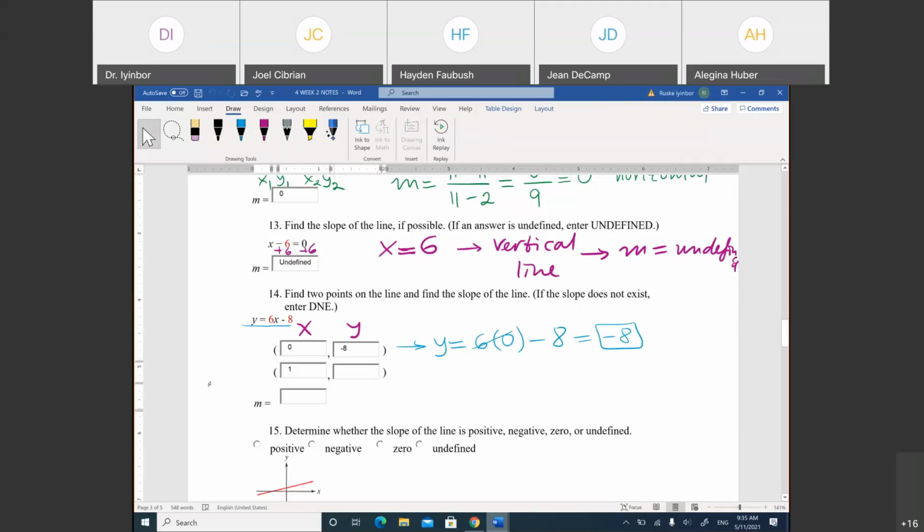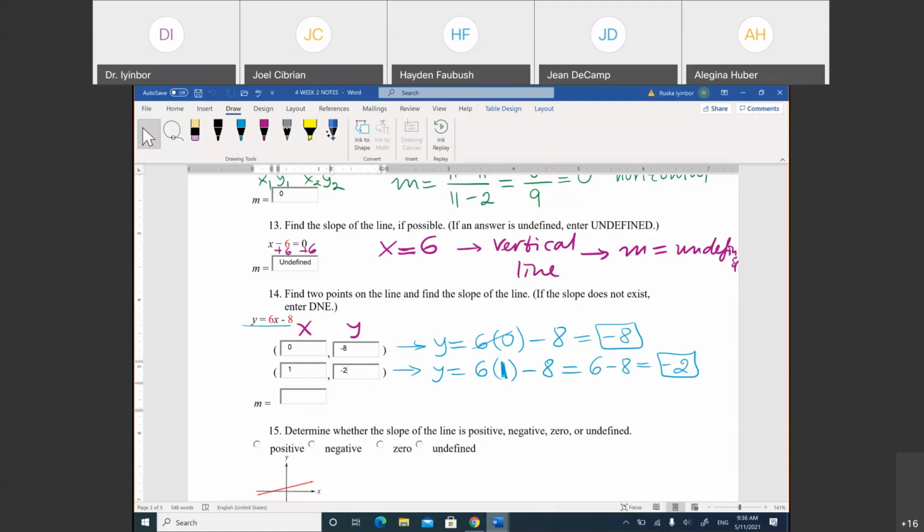Okay? Then I'm going to do the second point. I'm going to follow the same equation, and in the place of x, I'm going to plug in 1. I'm replacing x with 1. So 6 times 1 is 6. Minus 8 is going to be negative 2. So that's how I get the second coordinate here, negative 2. Everybody understand how I get the 2 points? Yep.